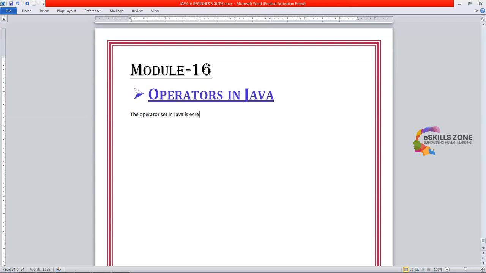The operator set in Java is extremely rich. Broadly, the operators available in Java are divided in the following categories.